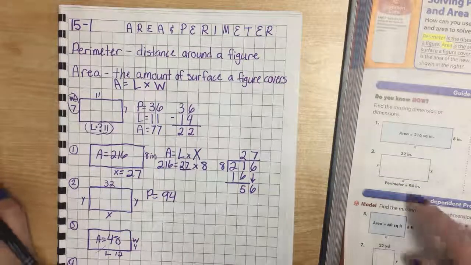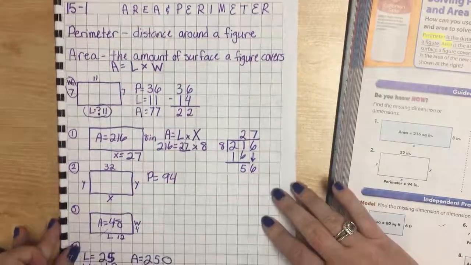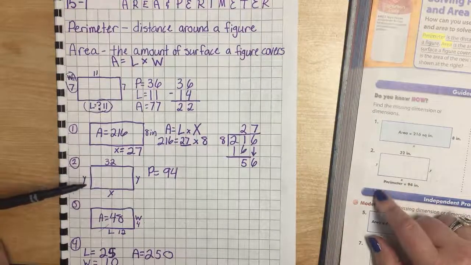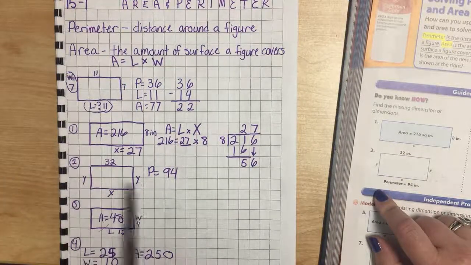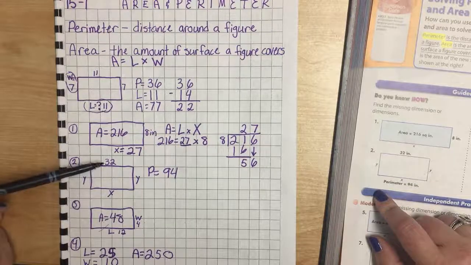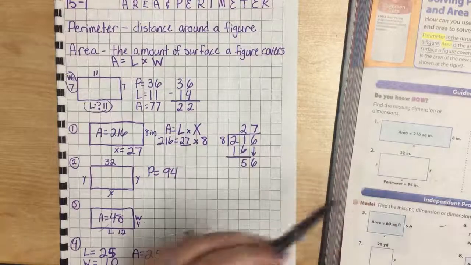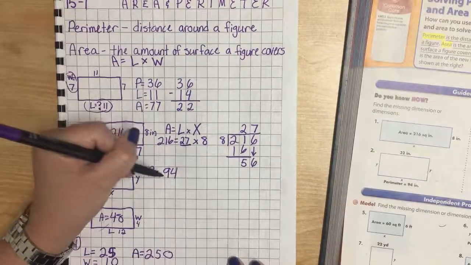So for the next one in your book, it shows you a box or a rectangle. It's got Y and a Y, an X, and then 32. And then it's given me the information that the perimeter, P, is 94.